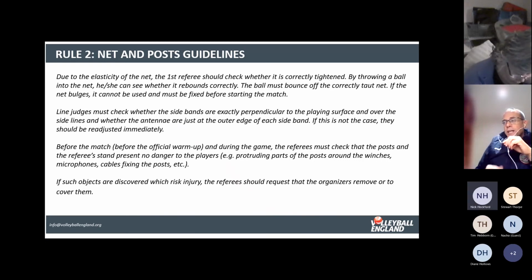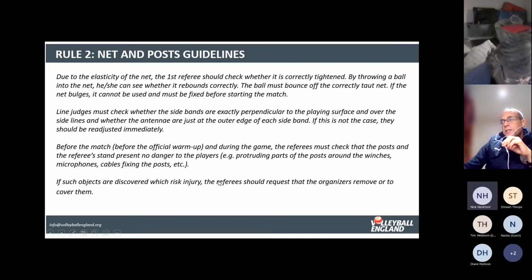The line judges obviously check that the side bands are exactly perpendicular to the playing surface, and they can move during the game. So they need to be checked relatively often, just to make sure that they are still vertical and over the sideline.